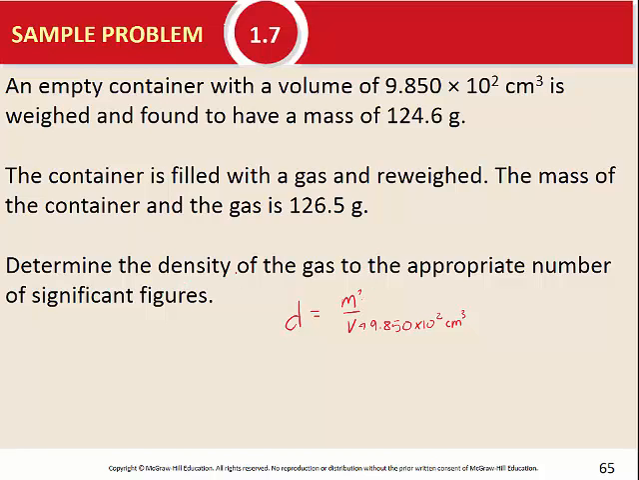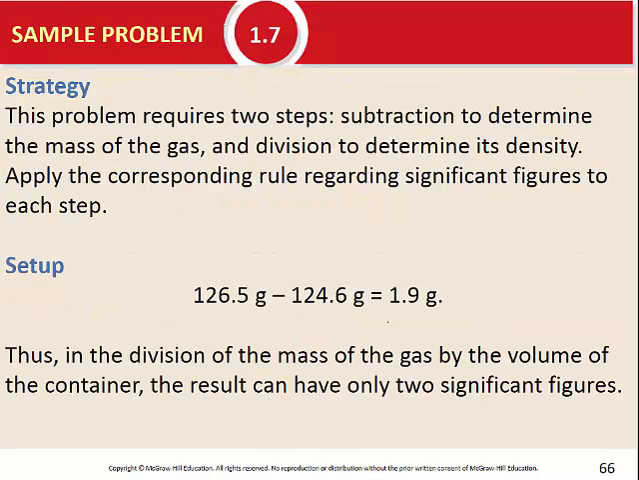We want the density of the gas, which means we want the mass of just the gas. I have the mass of the container and the gas and the mass of just the container. So I need to do a subtraction here to get the mass of just the gas first. So there's 2 parts to this problem. The first one's going to be a subtraction, my filled container minus the empty container to get the mass of the gas. So that subtraction will go according to the number of decimal places. And then the second part's a division. So division then will go by the number of significant figures.